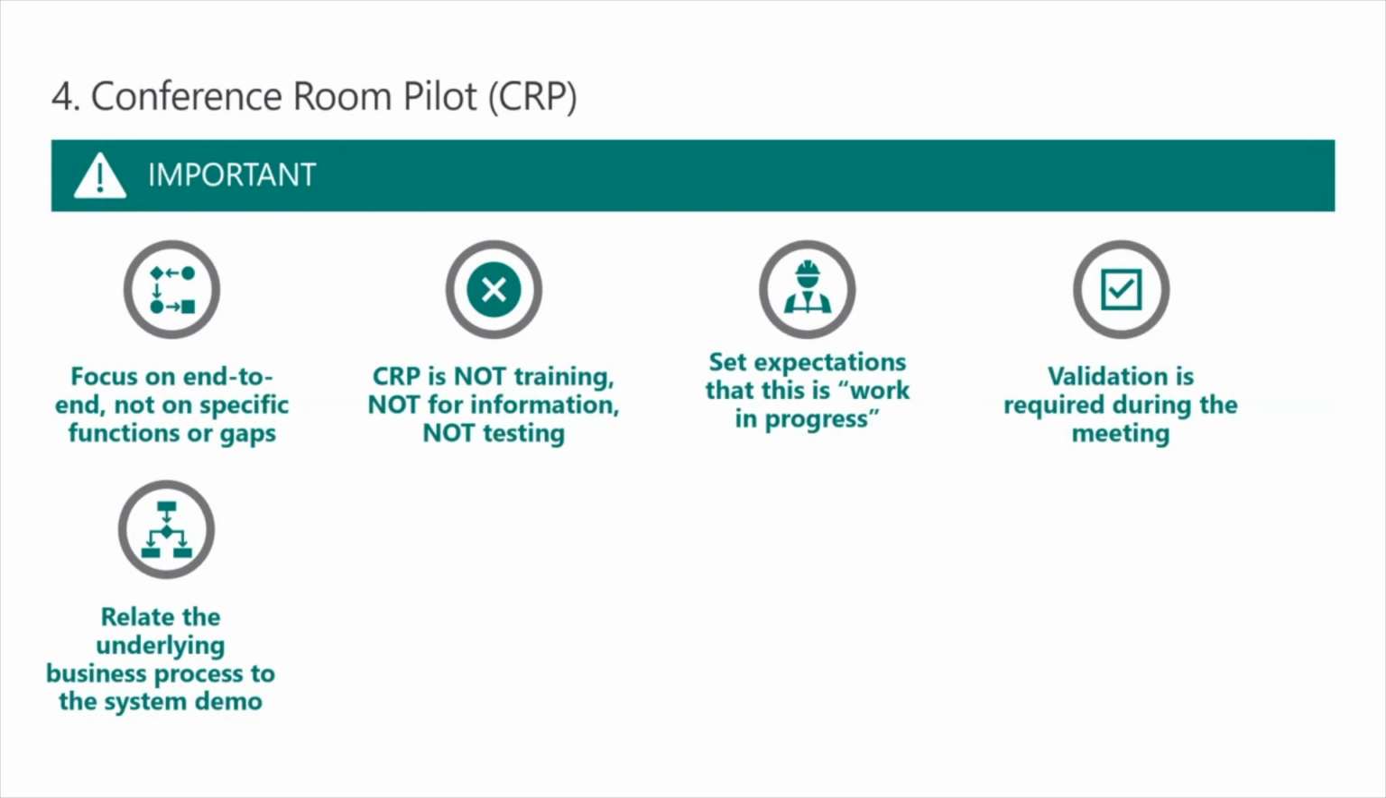Again, some of the important points, I've talked about some of these already. One of the items we should talk about is focus on the end-to-end, not on specific functions and gaps. So when you do a conference room pilot, you're not showing them some minute part of a function, like, oh, this is how the pricing engine works when you've got this type of contract with this type of customer. No, you're showing them how an end-to-end sales order works.